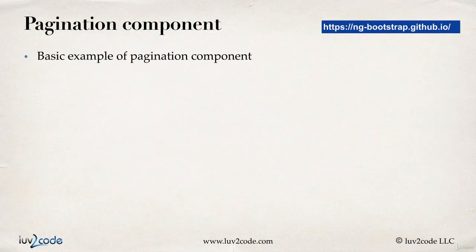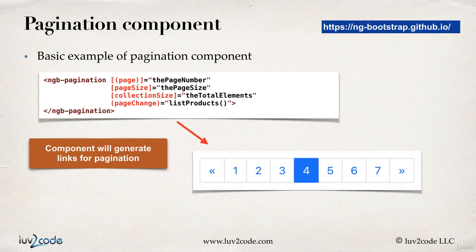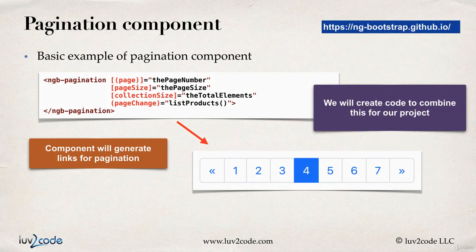And here's a basic example of using the pagination component. We make use of ng-pagination and we set up our parameters. This component will generate links for pagination. We'll actually create the code to combine this for our project, and we'll do all of this work from scratch in the upcoming videos. So you'll see how this works for our given project.